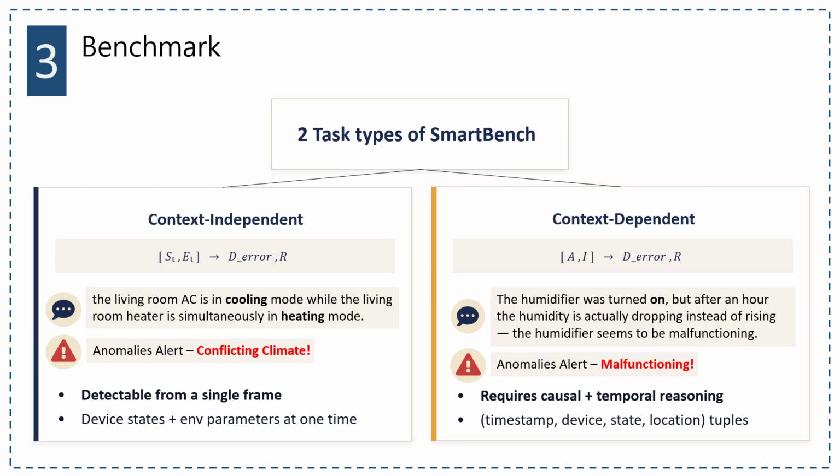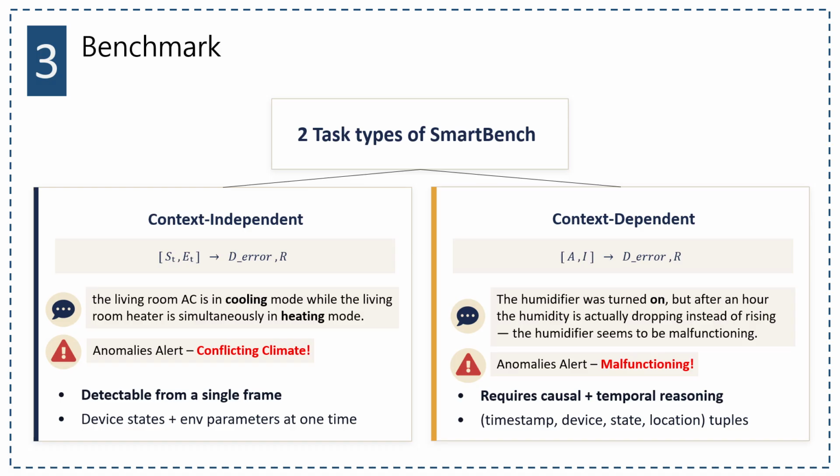The benchmark splits into two tasks. Context independent gives the model a single point snapshot, all device states and environmental parameters at one moment. Anomalies here are detectable from a single frame. For example, the living room air conditioner is in cooling mode while the heater is in heating mode at the same time. One snapshot is enough to see the conflict.